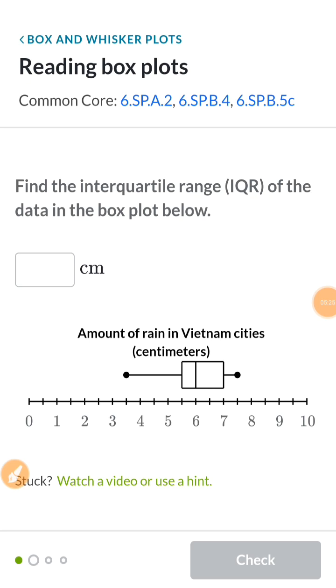So now we're being asked to find the interquartile range. But before we do that, I want to go ahead and make sure we have a good understanding. Again, my minimum is just the lowest point. I can follow it down. I can see that it's between 3 and 4. So my minimum is 3.5.